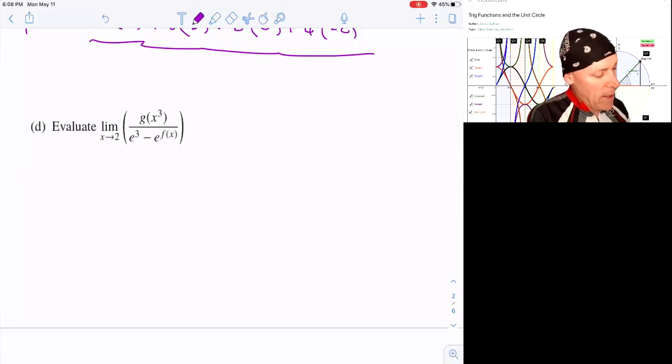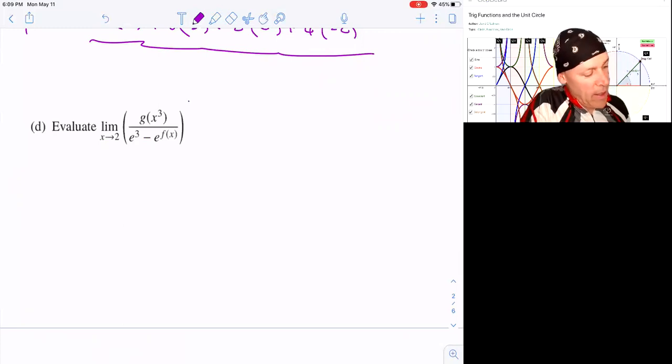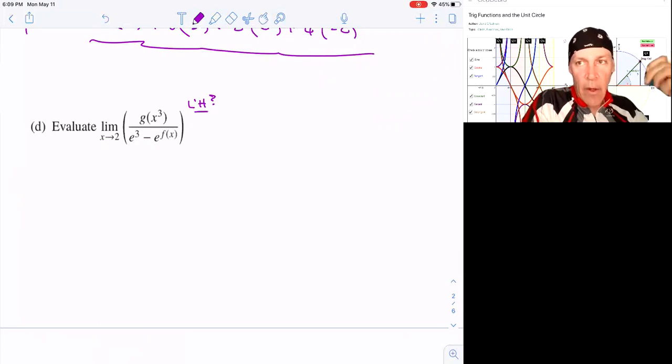Evaluate the limit as x approaches 2 of g at x cubed over e to the third minus e to the f of x. Okay. Gosh, is anybody thinking L'Hopital? I mean, I just look at this, and if I see a rational function that's more complex than just a quadratic over a quadratic or some linear function, I'm probably guessing it's L'Hopital.